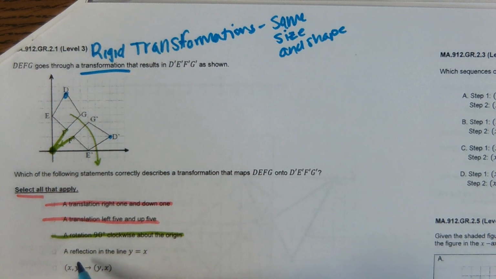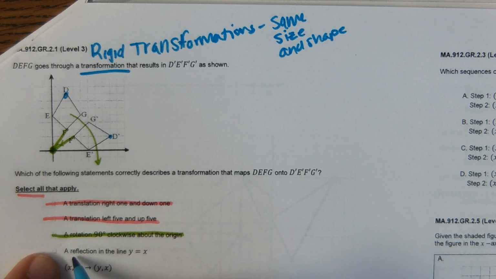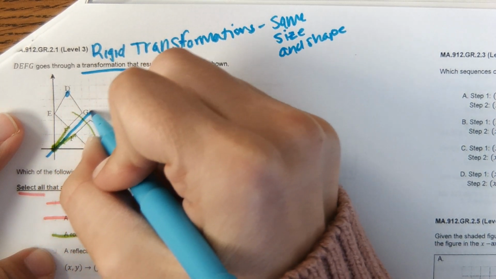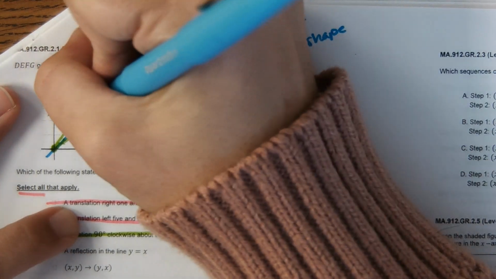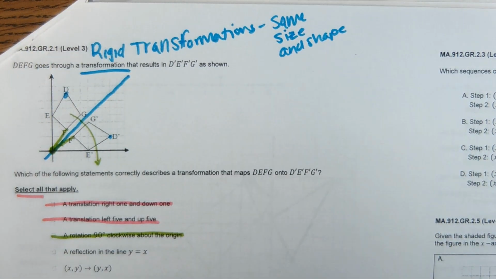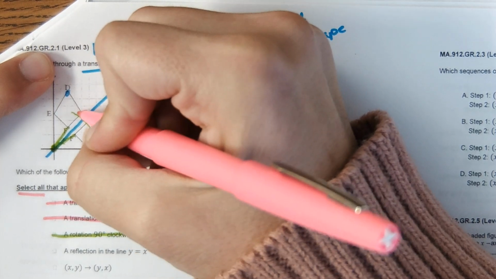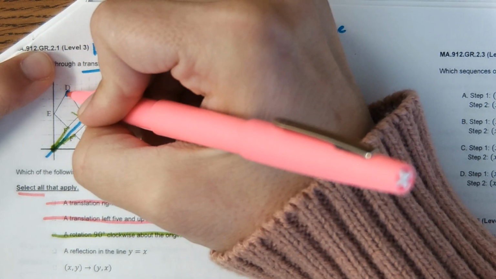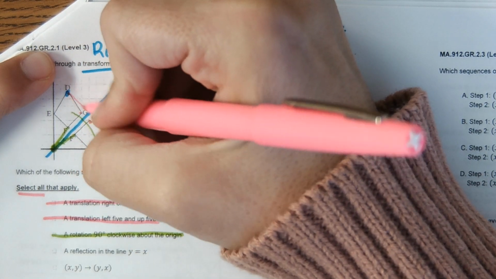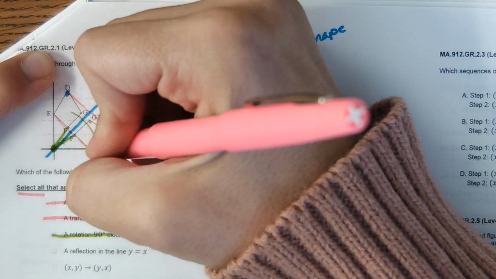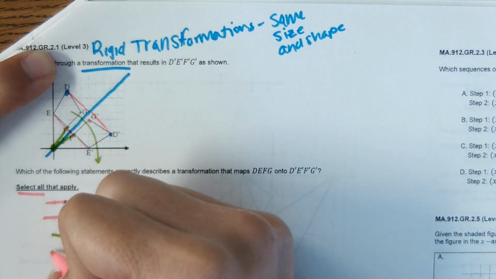And then the last option of those statements, a reflection in the line y equals x. So the line y equals x is a diagonal like this. And if you're reflecting a point over that line, it should be the same distance from that line on the other side. So G and G prime are both, it looks like, half a unit away. D and D prime looks like the same distance from that line. E and E prime. So this is definitely one of the correct answers.